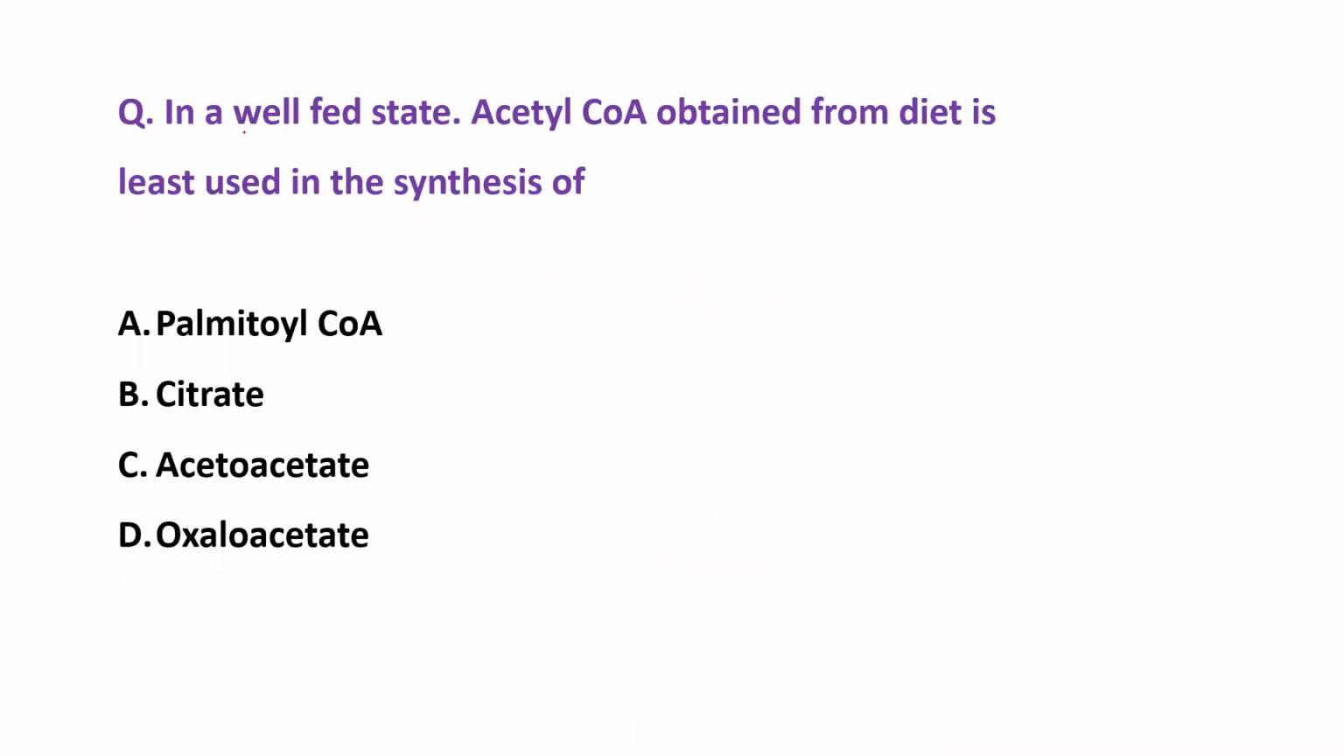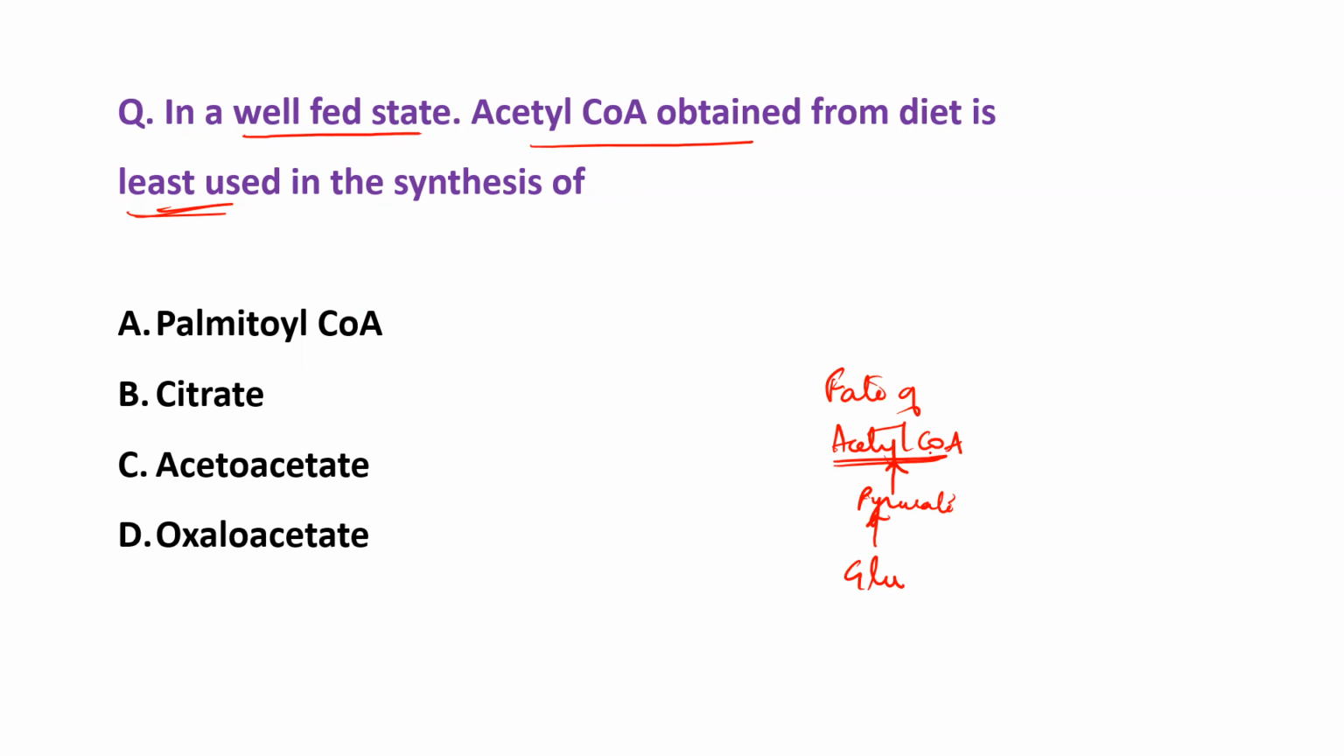Next question: in a well-fed state, acetyl-CoA obtained from diet is least used in the synthesis of, least used. First you should understand the fate of acetyl-CoA. Acetyl-CoA is formed from glucose. From the diet, glucose gives pyruvate, and pyruvate gets converted to acetyl-CoA. In the well-fed state, there is more acetyl-CoA, and it can enter the TCA cycle and then the electron transport chain, and give us ATP, is it not?